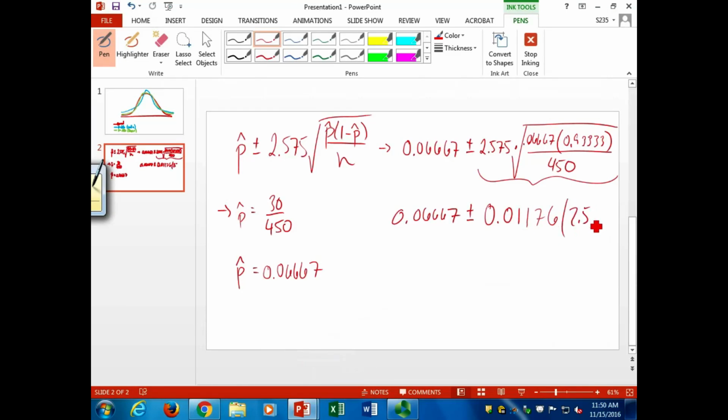Because that would be, yeah, this whole square root thing should come out to 0.01176. I did something wrong in my calculator. Multiply that by 2.575, then that would get you your right margin of error, which would be what? Multiply those together.